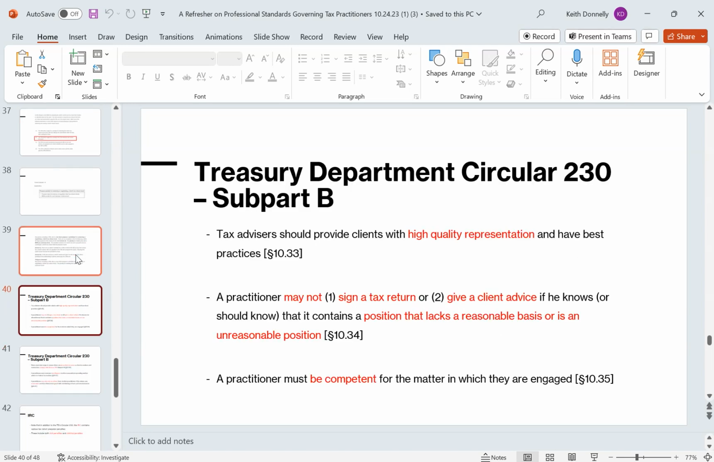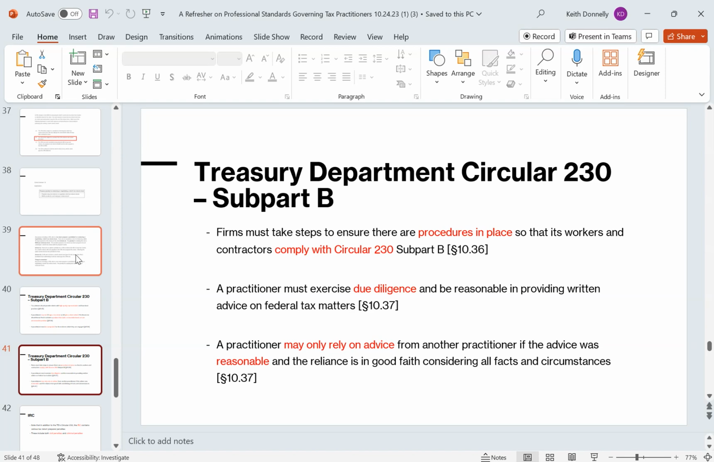Likewise, we're getting to the end of 230 here, a couple more slides. You've got to have high quality representation. You can't sign a return or give advice that lacks a reasonable basis. You've got to be competent. You've got to have procedures in place that comply with Circular 230.